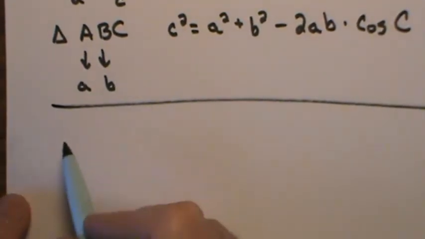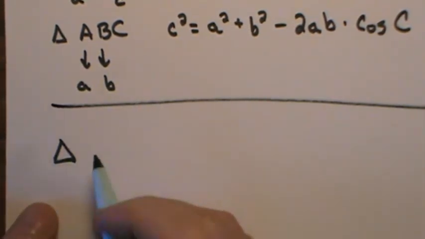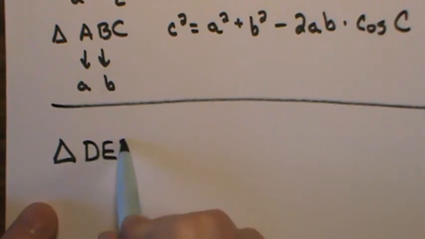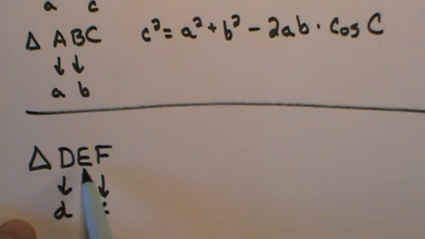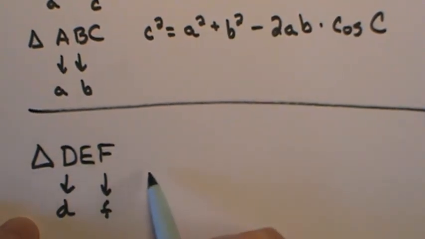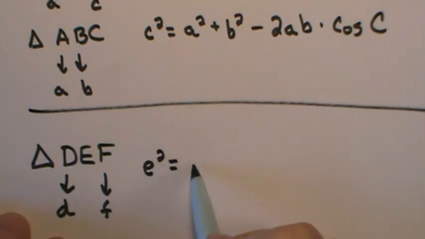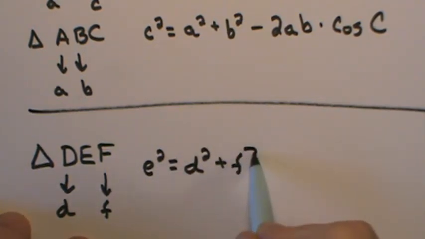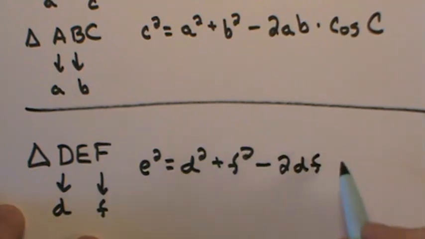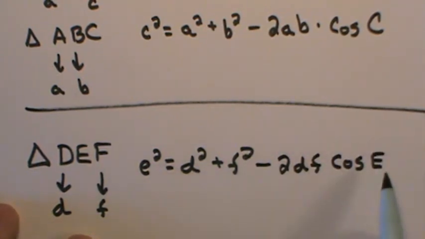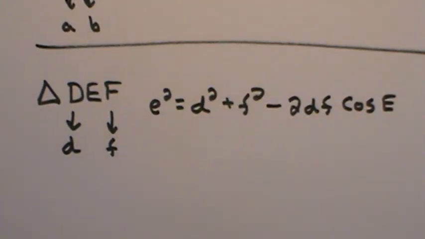I'll do one more real quick example here. I'm not going to do the full-blown triangle. Let's say that I had triangle D, E, F, and you had side D and side F. You needed E. Since you're looking for side E, you need angle E, you would say little e squared is equal to little d squared plus little f squared minus 2 times d times f cosine angle E. And again, notice how I'm using the lowercase letters to denote my sides, capital letters for my angles. And that's how you would set up your law of cosines.